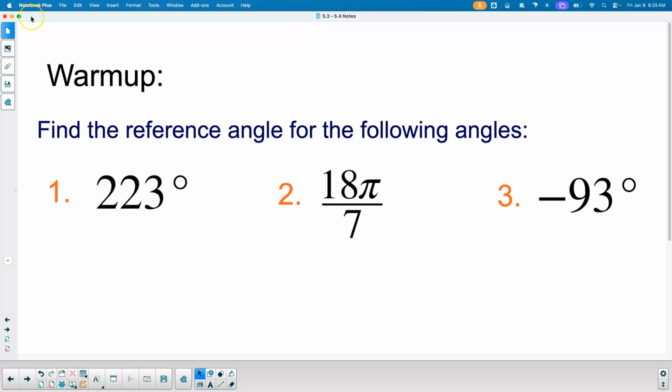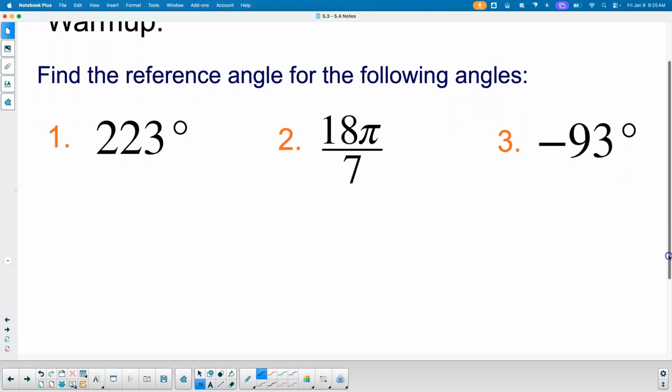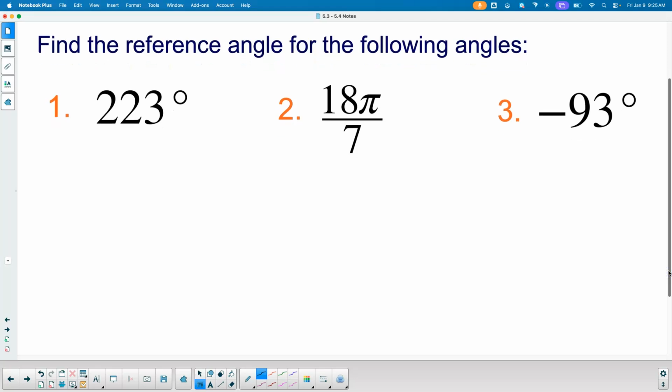Go for it. All right, so where is 223 degrees? Which quadrant? Quadrant 3, right? So it's down here. Okay, so that's 223. My reference angle would get me back to the horizontal, so I would have to subtract 180. So I get a reference angle here of 43 degrees.